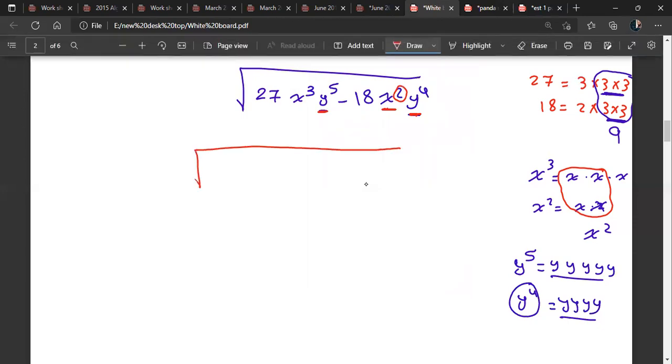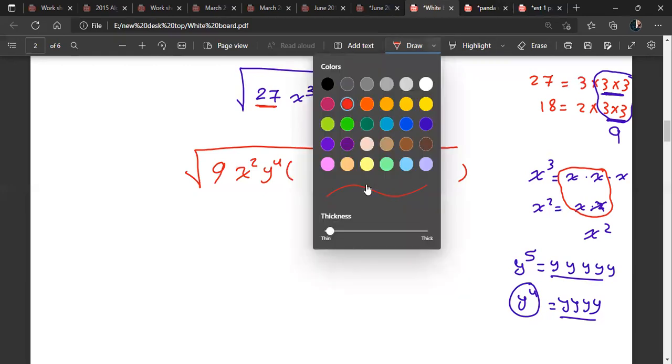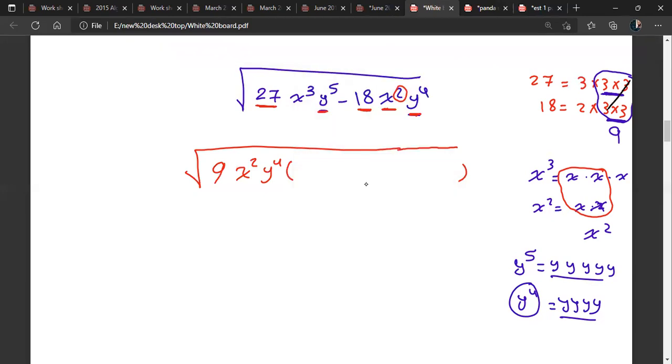Yes, it's clear. Okay, now the common between 27 and 18 is 9. So 9x squared y power 4. Okay, just wait. Now, pay attention, please. We take this part. What is the remainder from 27 here? It's 3. And what's the remainder with 18 here? 2.